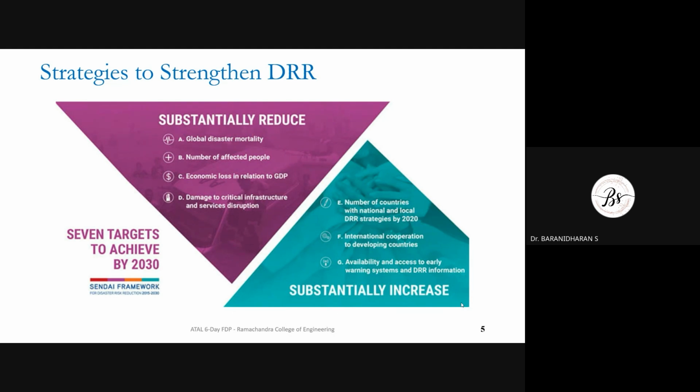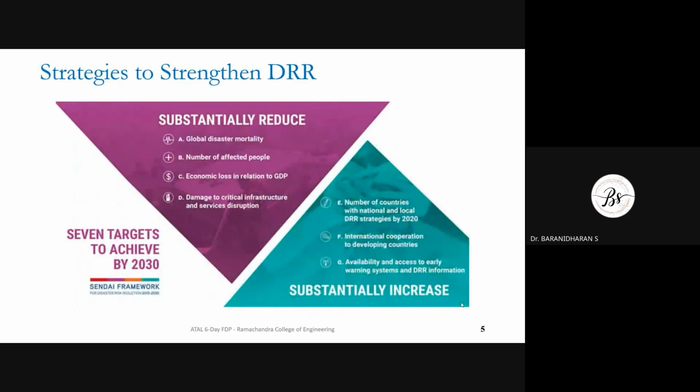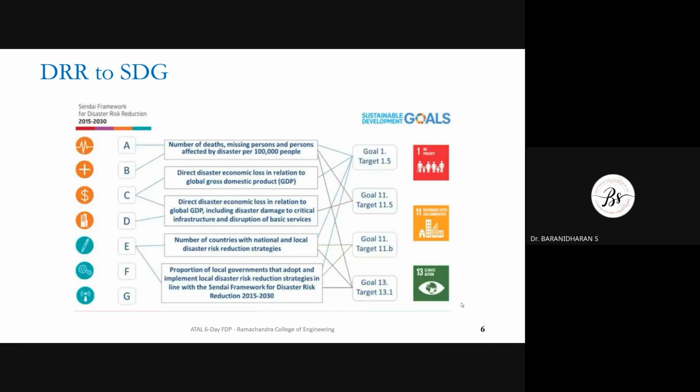So again, as it comes from the Sendai framework, the disaster risk reduction corresponds to, or gets correlated to, some of the key sustainable development goals. We call them SDGs. There are 7 targets, which are listed as A, B, C, D up to G. And those are related to different goals which are listed in the sustainable development goals.